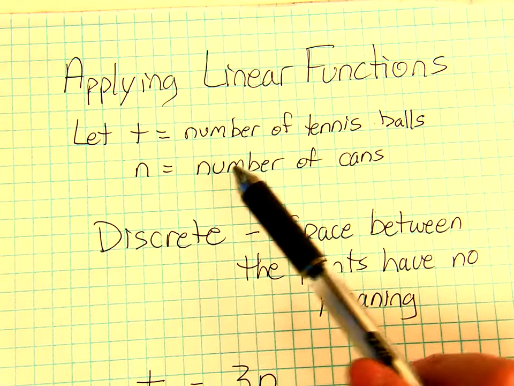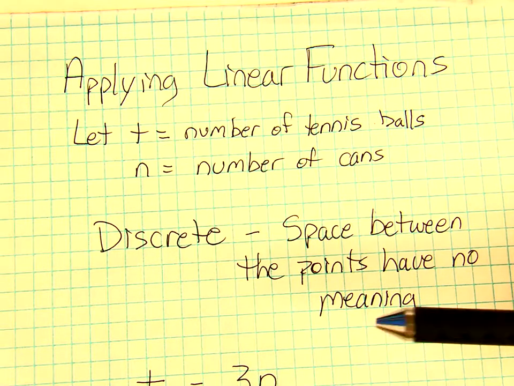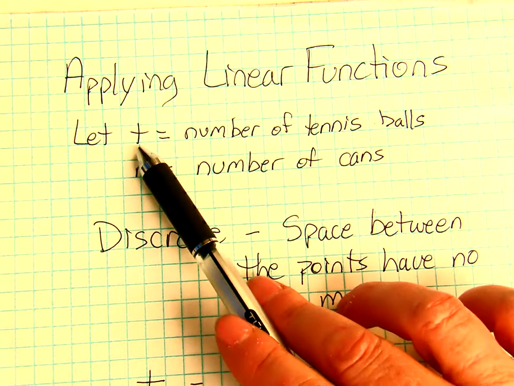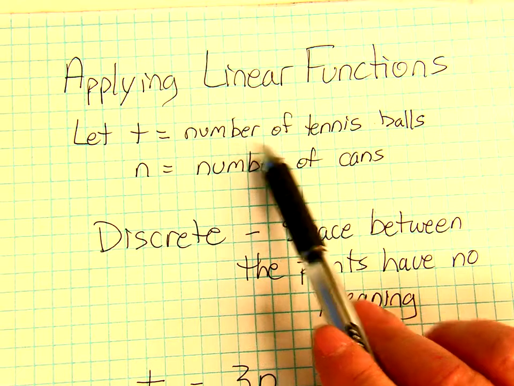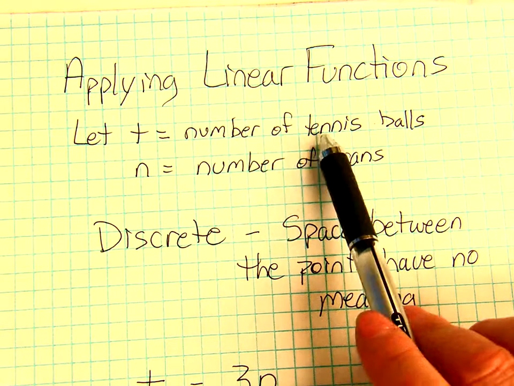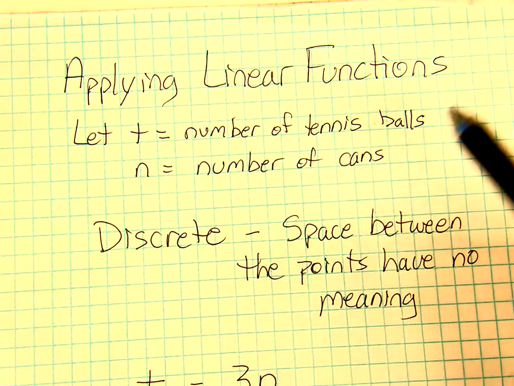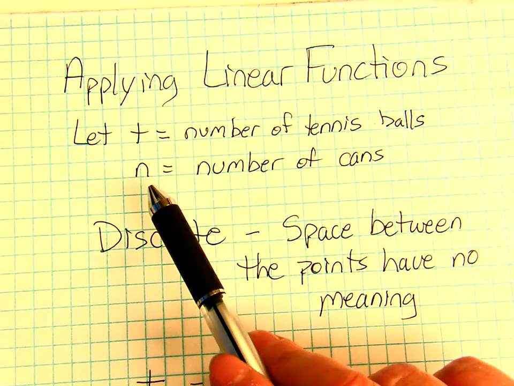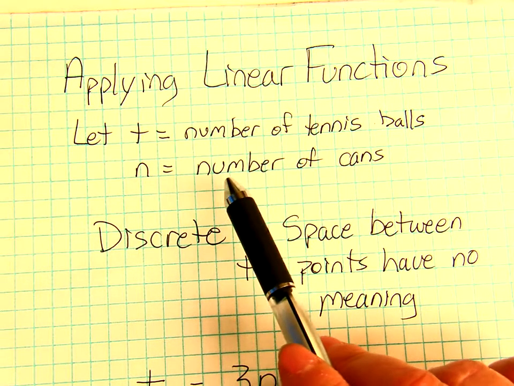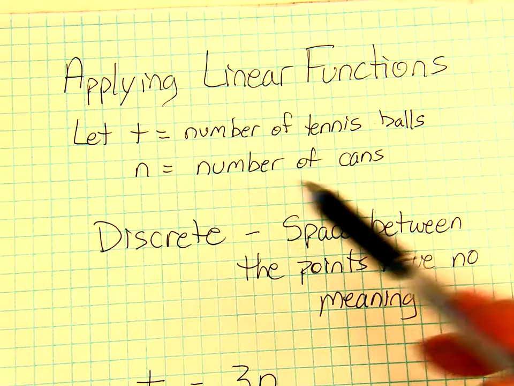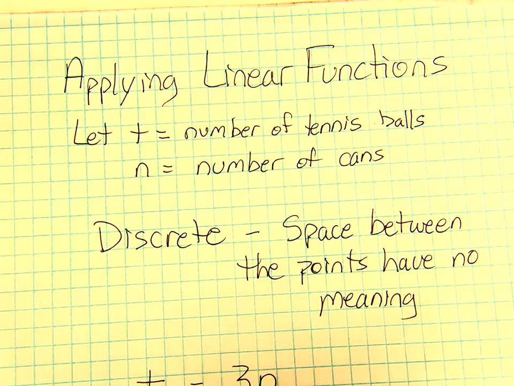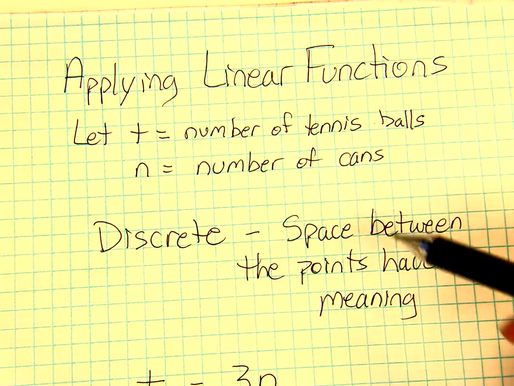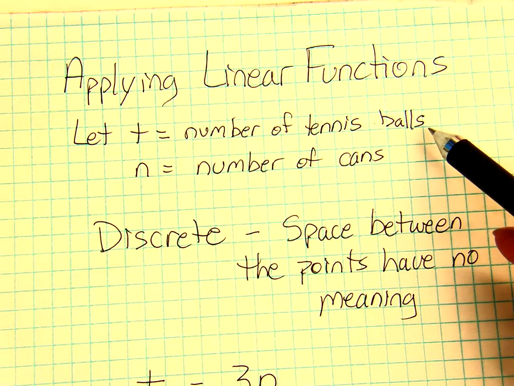So first of all, we're going to define our variables. So T is our total number of tennis balls, okay? So that's how many we are going to end up with. N is the number of cans we have. Now, obviously, the number of cans will tell us the number of balls.